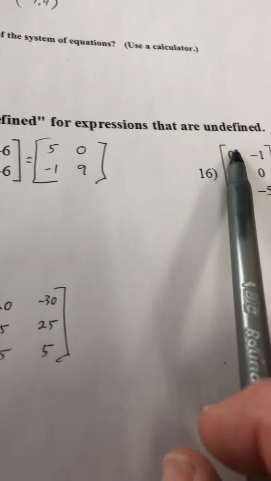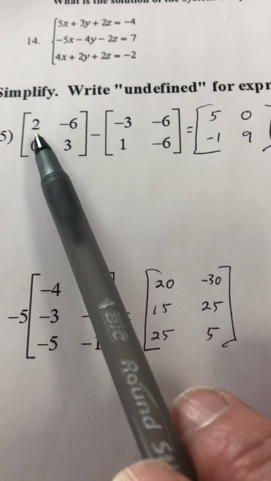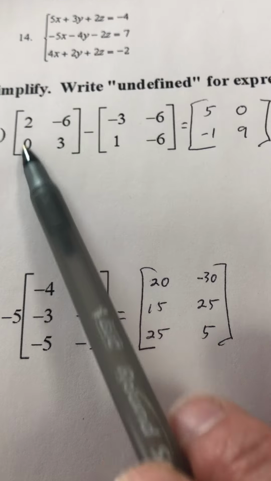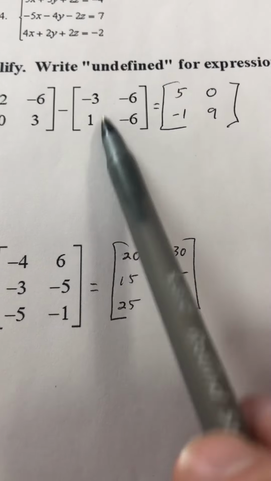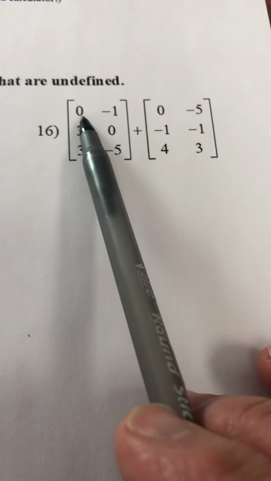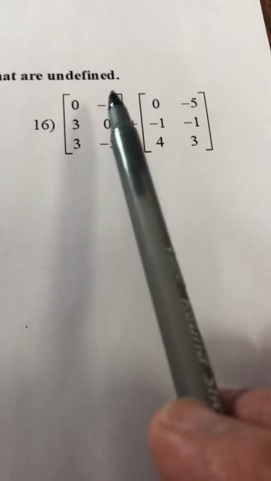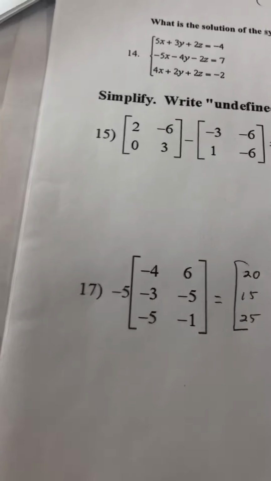Write undefined for expressions that are undefined. Undefined would only be if, like, this one was a 2 by 2, and then this one was like a 2 by 3 or a 3 by 4 or something like that. That would be undefined. So, you know, I have 3 by 2s, rows, columns are all the same, so they look good.